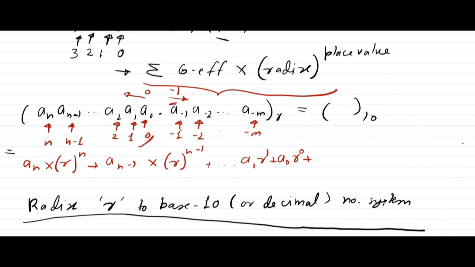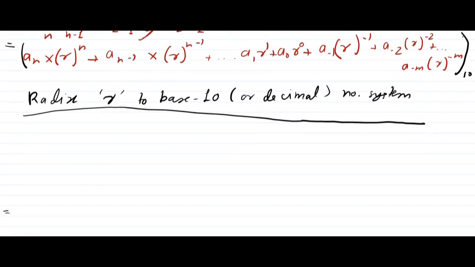Now from here, see, place values are minus 1, minus 2, minus 3. So plus a_(-1), which is the coefficient, with radix r raised to power minus 1, plus a_(-2) r raised to power minus 2, plus it goes on like this up to a_(-m) radix raised to power minus m, because its place value is minus m. So this number will be in base 10.